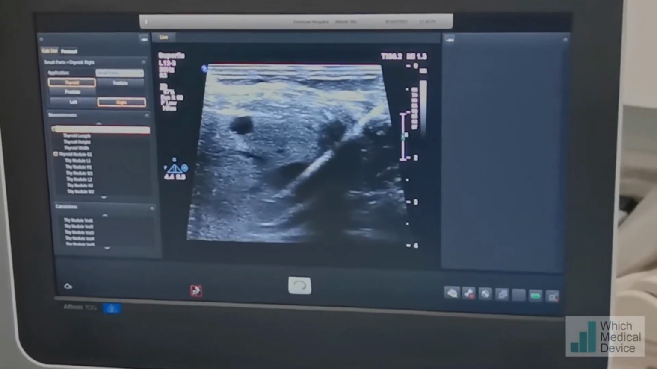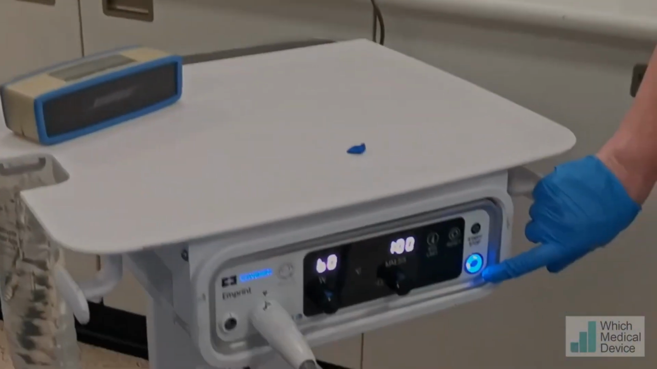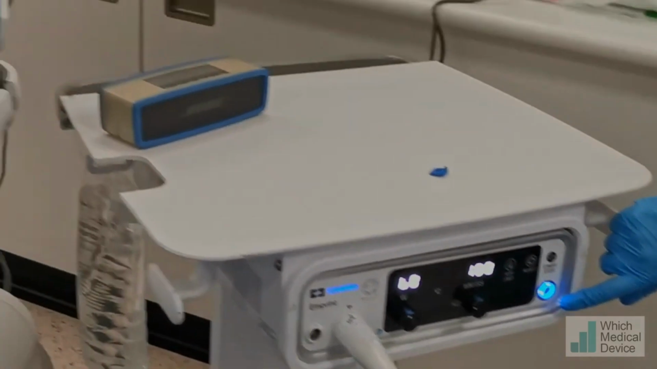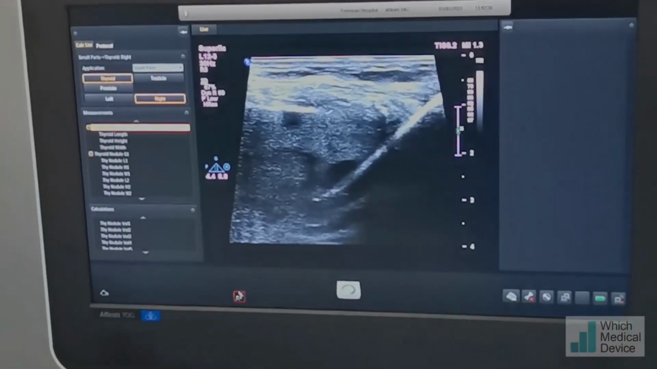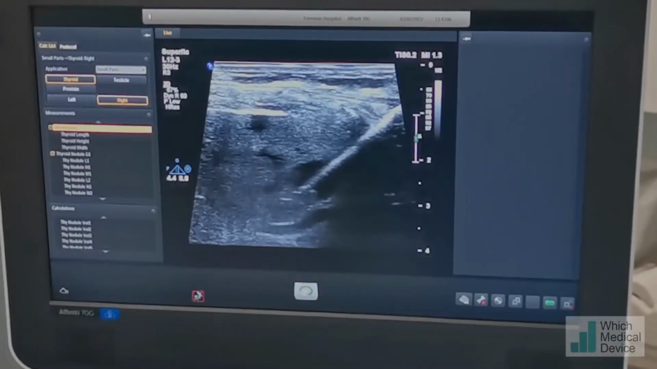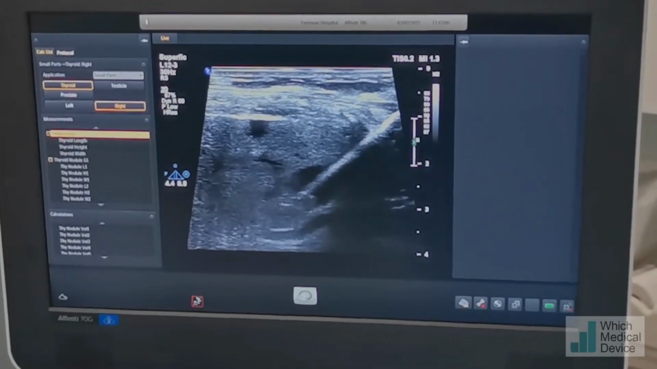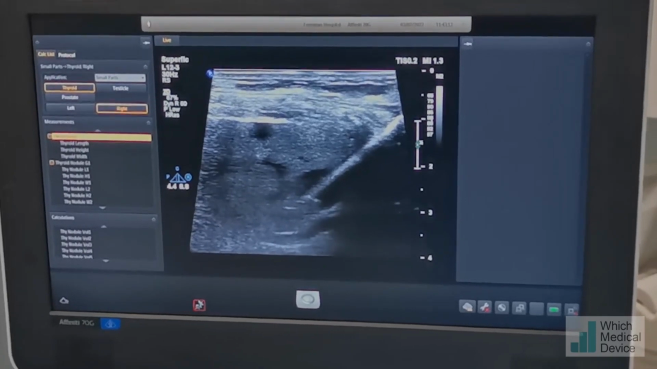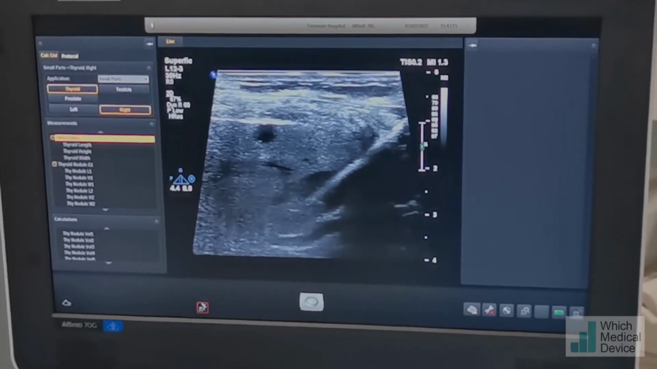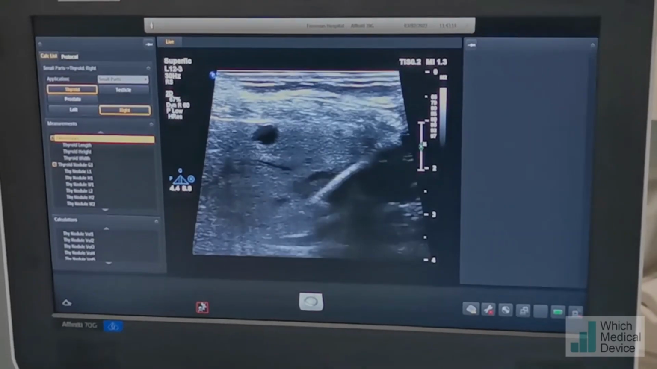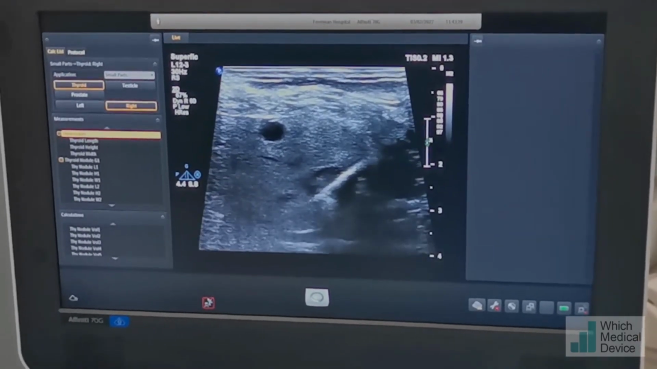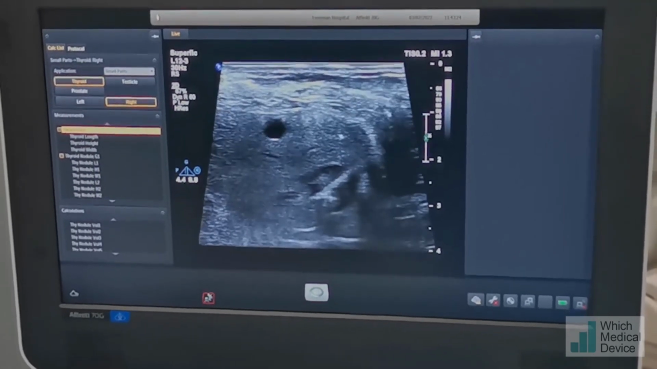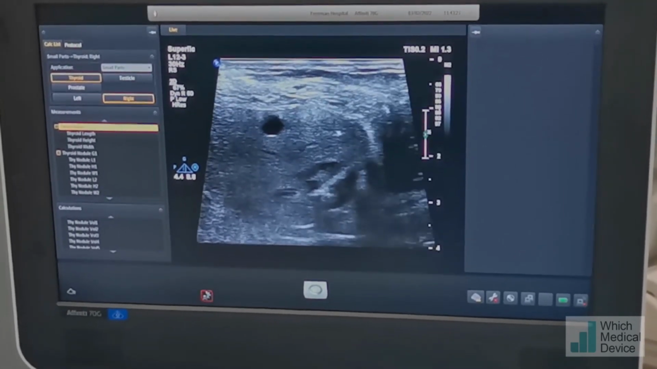Okay, ready to ablate now. We're just going to go for 60 seconds at 60 watts, and I think that should be sufficient for this small lesion. Okay, we'll press start. Let us know if you feel any discomfort. I don't think you will. We'll just keep watching this, and we should see some gas formation very shortly. There you can see a little bit of high reflectivity, that's gas formation. Do you feel any discomfort? No. Good.